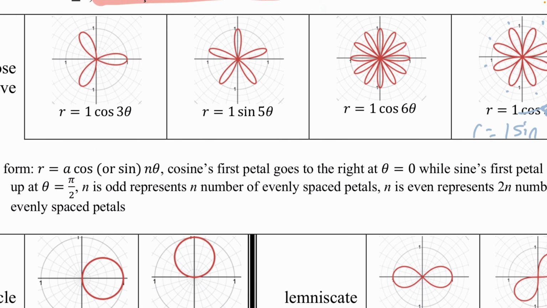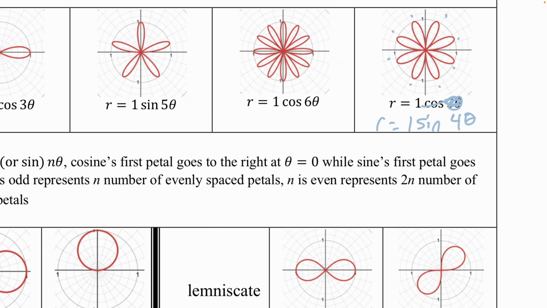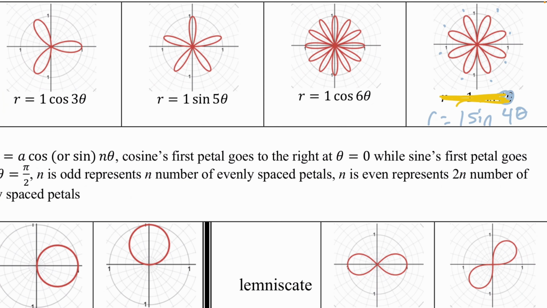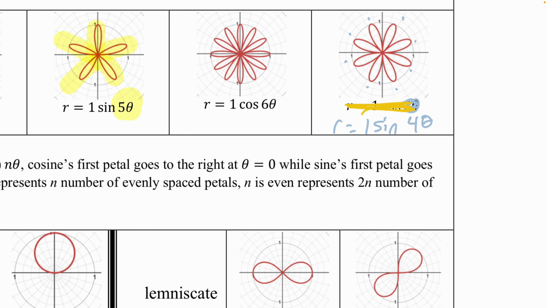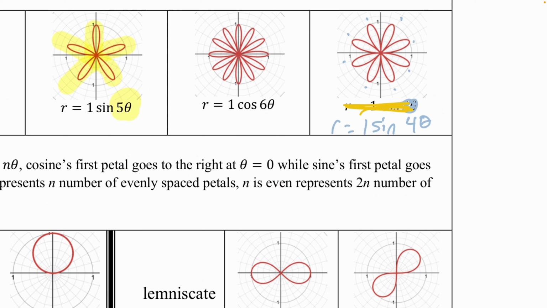The first thing I want you to notice, and I do want to point out that I have the wrong thing on my screen here for this equation, it should be 1 sine 4 theta, is that if the number in front of theta is odd, then that actually tells us how many petals we have. So in the first one on the left, we have 3 petals, and on the second one there, we have 5 petals.